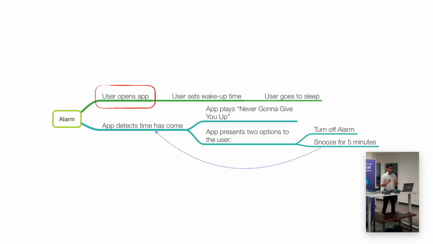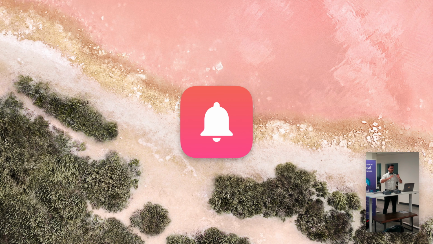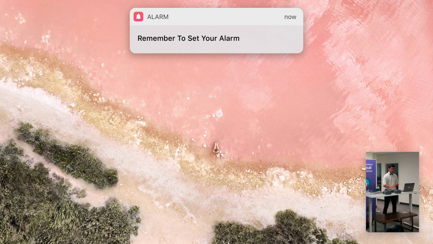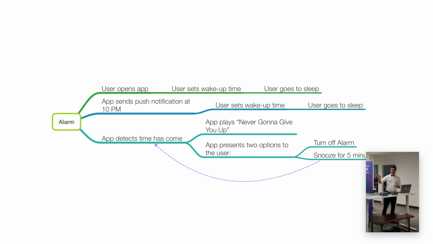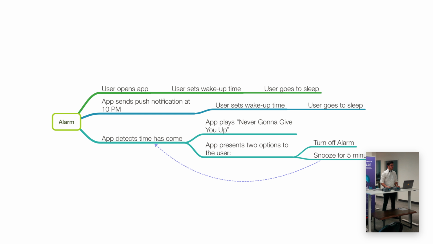User opens app. All right, so can you have an alarm where the user doesn't open the app? Is that possible? So you have your app, but user can no longer touch it. So what other solutions do you have? Maybe the user gets a notification. They get a reminder to set alarm. All right, that's another idea. How has this changed the process flow now? How has this changed the user's journey? So as you can see, there's now a new path. App sends push notification at 10 p.m. So from the look of it, it made the app more complicated. But did it really?